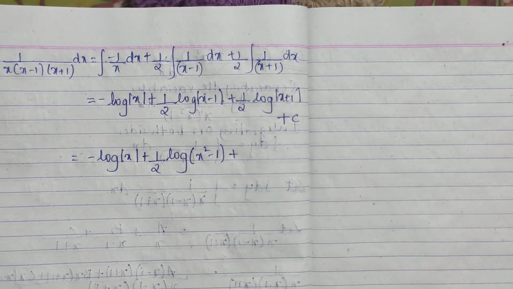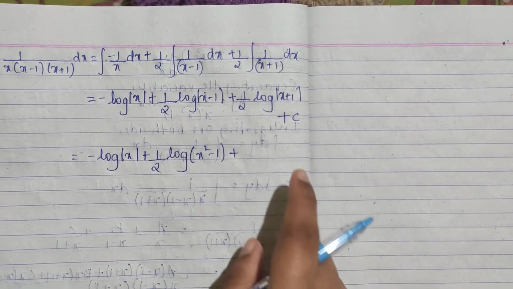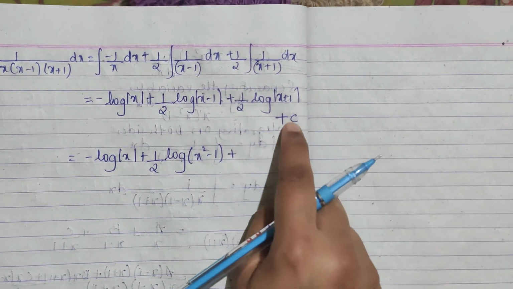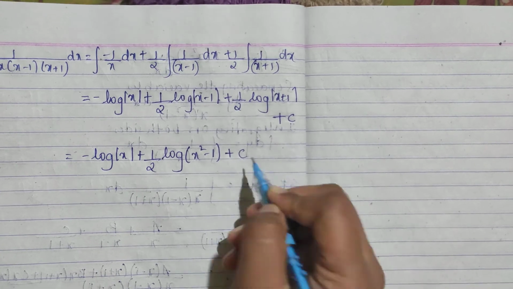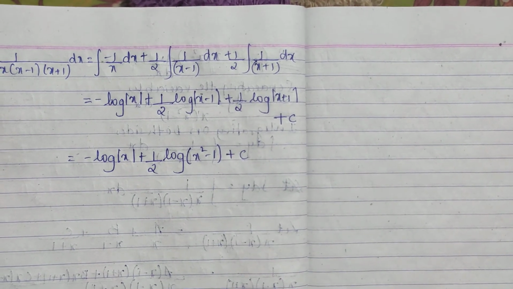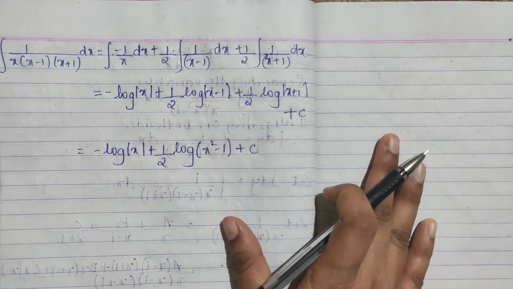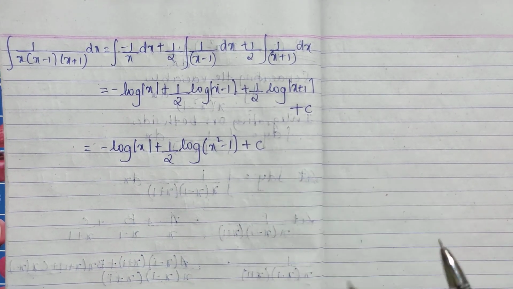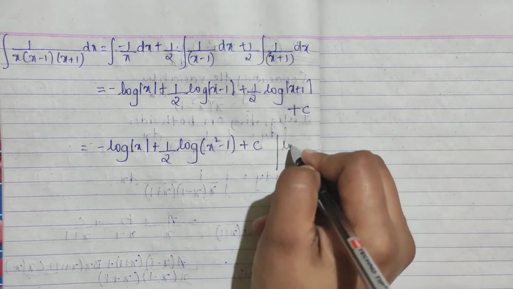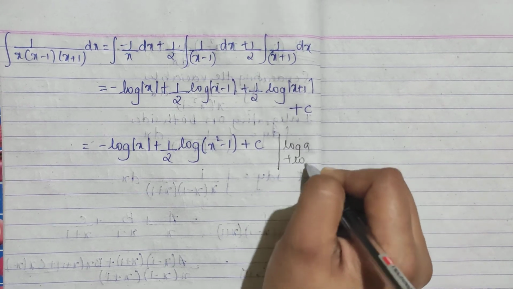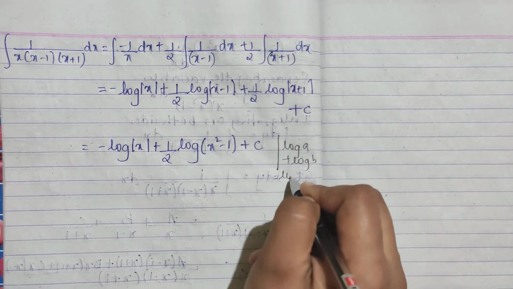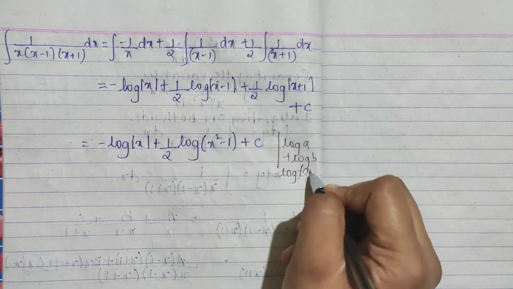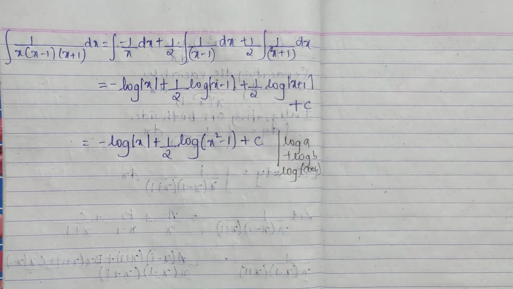See, whenever such logs are there, even if you want, you can take your constant in terms of log. Everything is in log, so even this you can take as log c. It is not necessary, because this is an arbitrary constant. We can take anything. Usually when whole terms are in log, we take this also as log. You have log a plus log b equal to log a into b, right? So the same we have applied here.